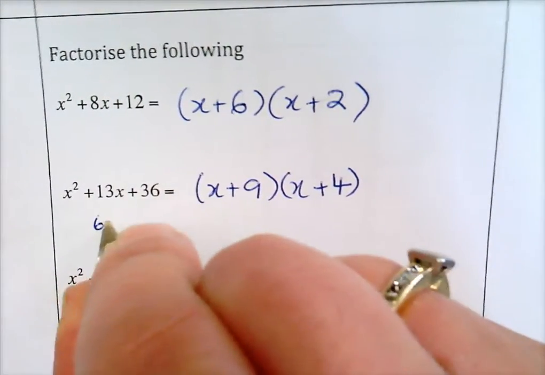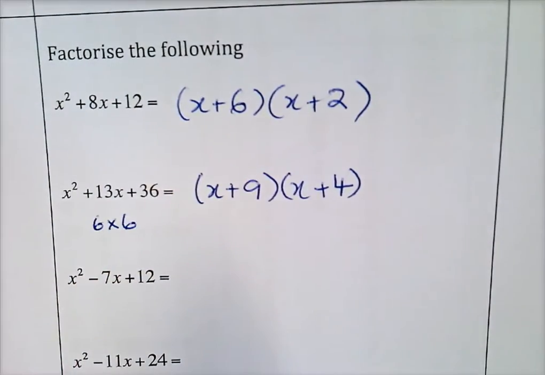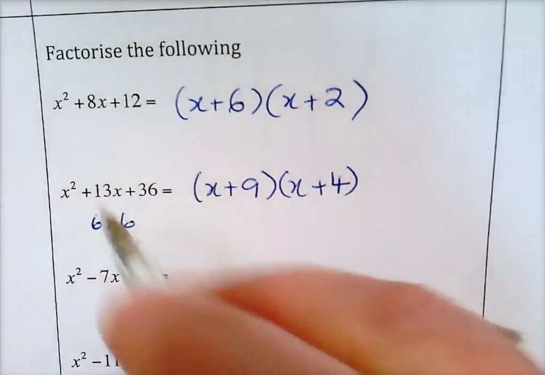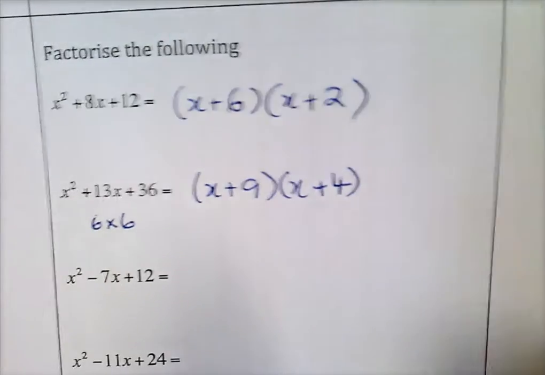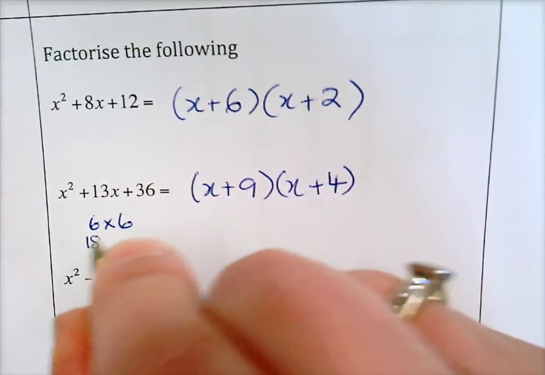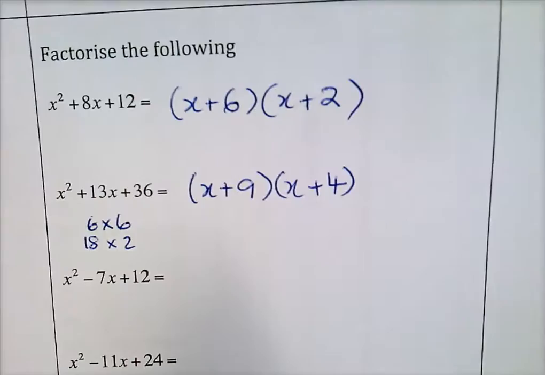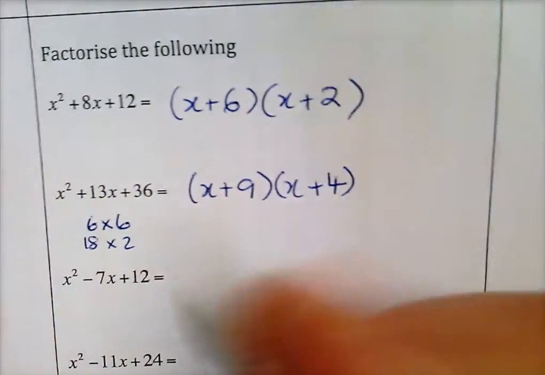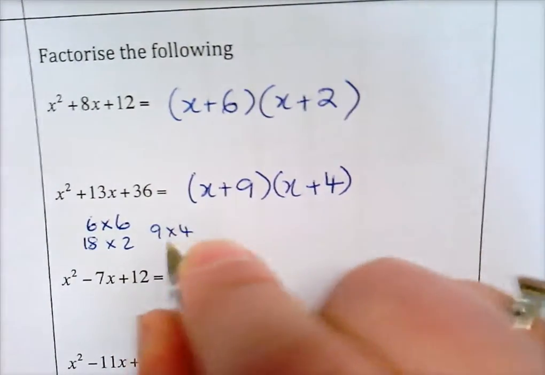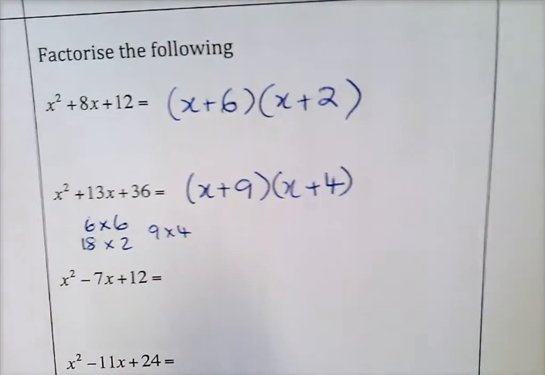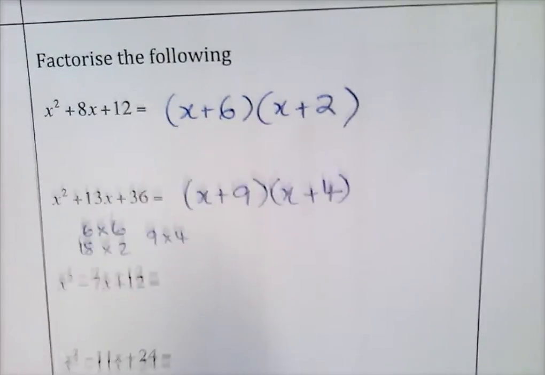So with the 36, you could have gone 6 times 6, but 6 and 6 gives you 12, not 13. You could have done 18 times 2, but you add them, you get 20, or subtract, you get 16. There's 9 and 4, 9 plus 4 is 13, so that looked like the right one to do.